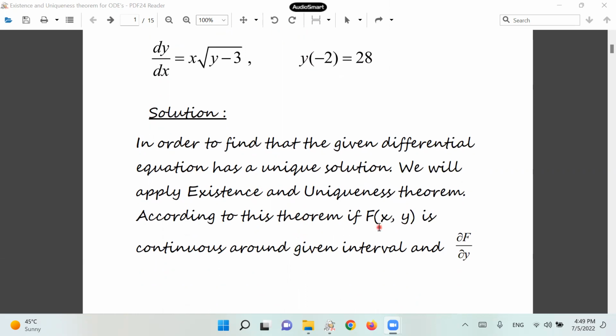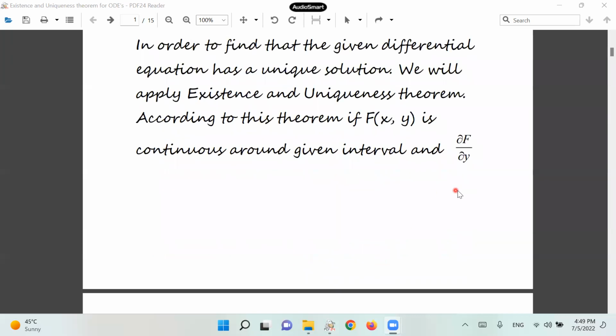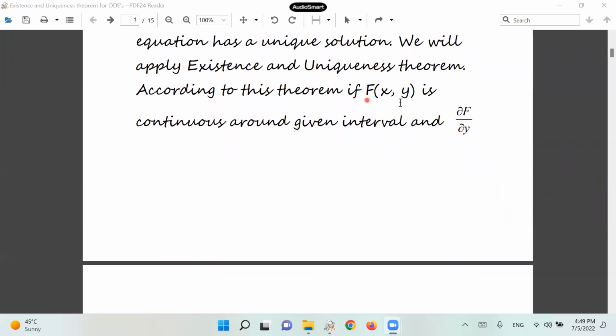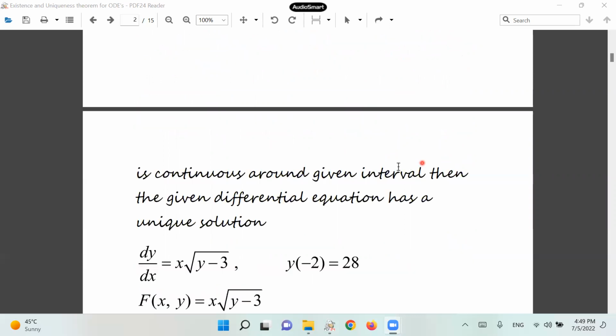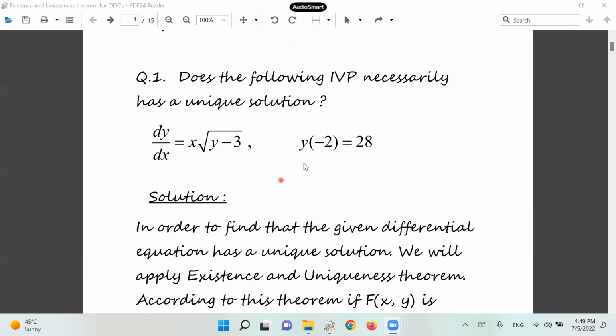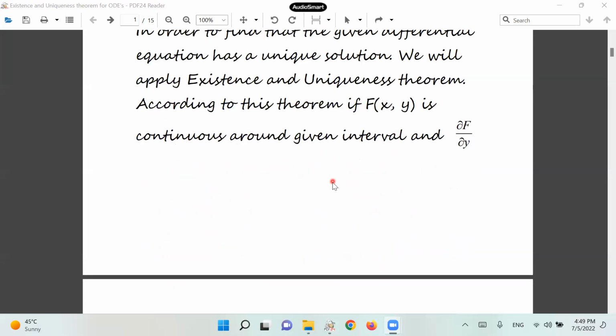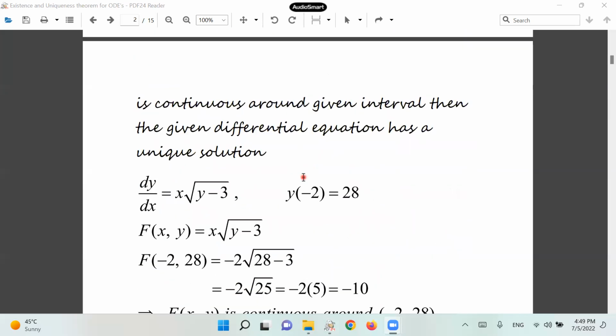First, we will put the function equal to f of x, y, and we have to check that the function is continuous around the given interval. As well, we have to find the partial derivative of this function with respect to y, and check again whether this partial derivative is also continuous around the given interval. Whatever the given interval is, here the given interval is minus 2 and 28. And then we will start the solution: this is the given differential equation and these are the initial conditions.